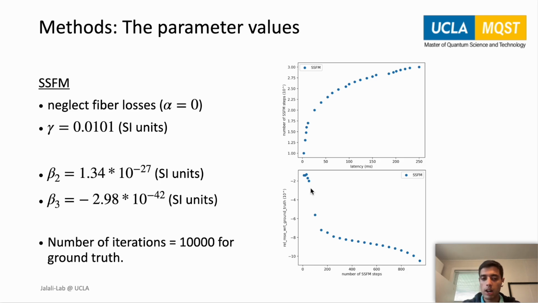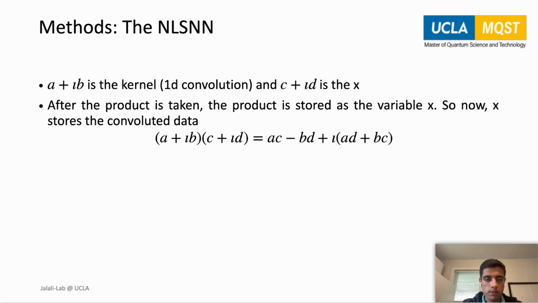On the right, you can see how various other things change as you change the number of SSFM steps. So in the figure on the top, upon increasing the number of SSFM steps, that increases the latency of the solver as expected. And in the figure at the bottom, you can see that as one increases the number of SSFM steps, the relative mean squared error of the solver decreases, which is also what is expected. Because if you have more steps, you expect to generate more accurate data at the cost of latency.